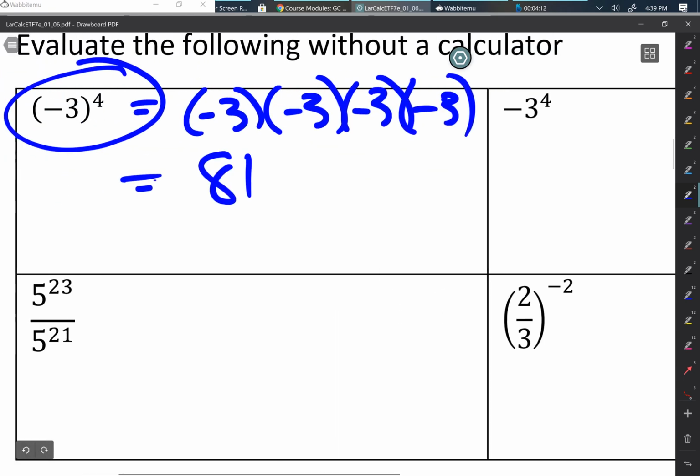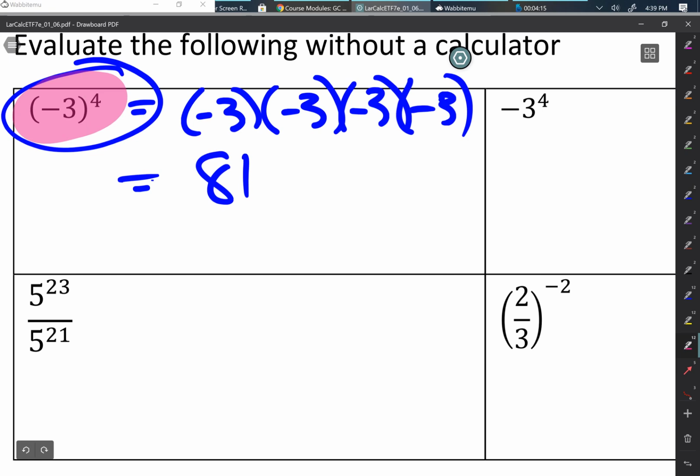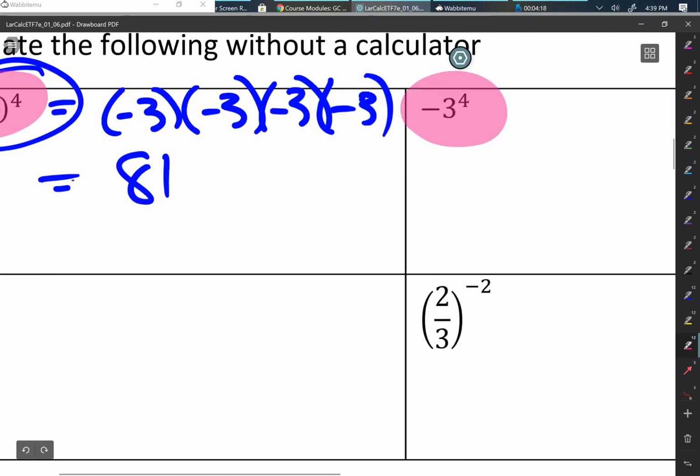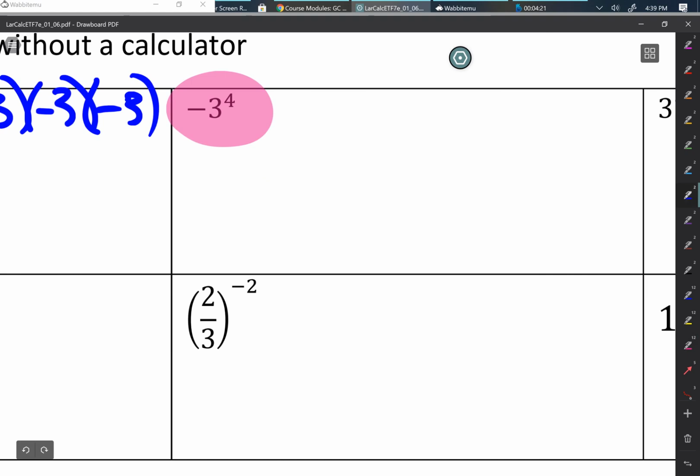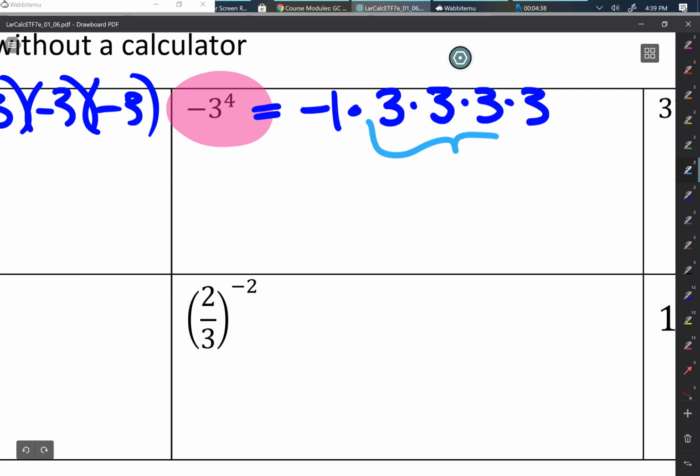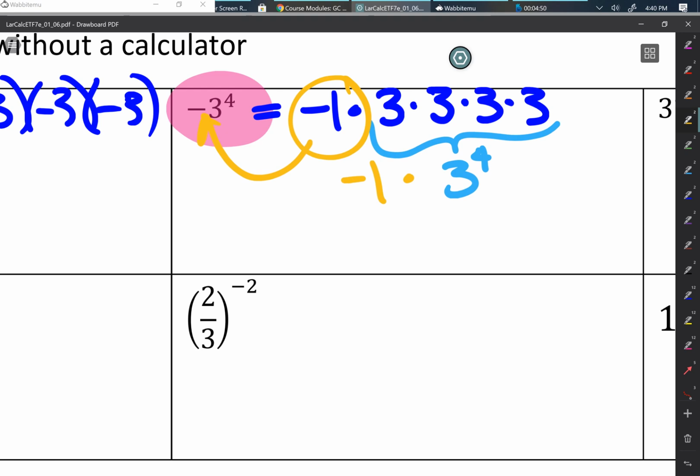Okay, now how is that different from this? Okay, well, what does the second one mean? And really what it relies on is a good understanding of the order of operations. The order of operations would say that this truly means negative 1 times 3 times 3 times 3 times 3. Okay, this piece right here is the 3 to the 4th, and this piece right here is that negative sitting out in front. Now remember, when we put a negative out in front of something, it's a lazy shorthand for negative 1 times that value.